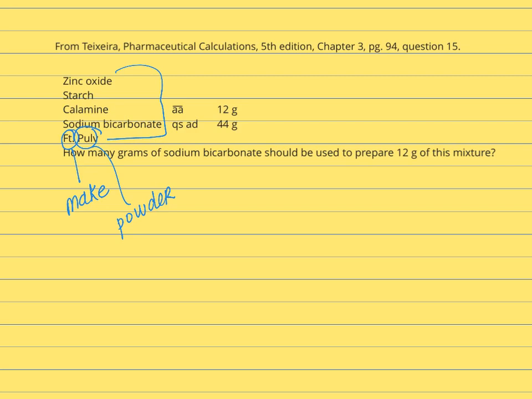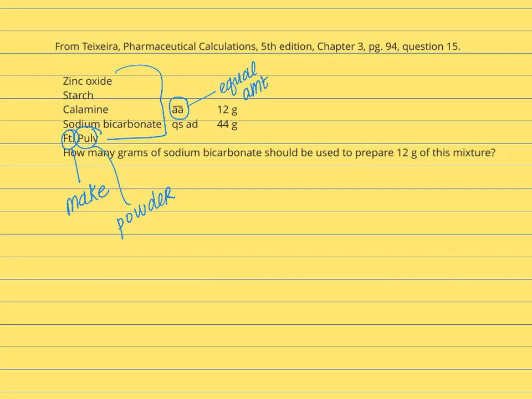The next abbreviation that we can define is this one, this AA with a line over it. And this basically means that everything preceding this ingredient calamine is equal to the 12 grams that is listed there. So AA generally refers to when there are two or more ingredients listed that they're present in the same amount. And the way that we know that they're in equal amounts is that it has the AA with the line over it.